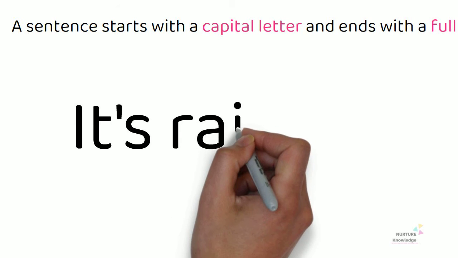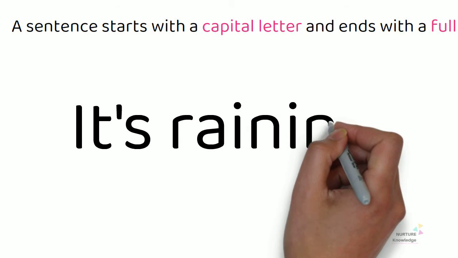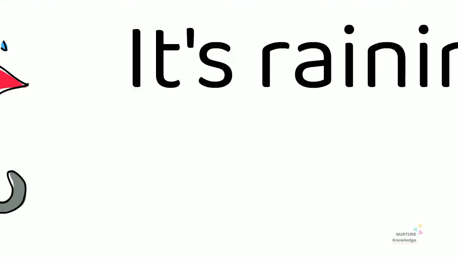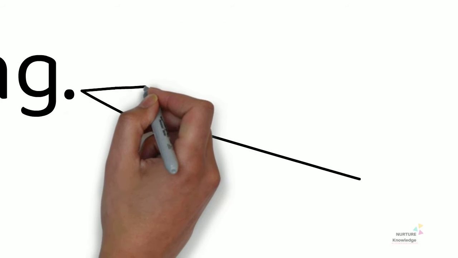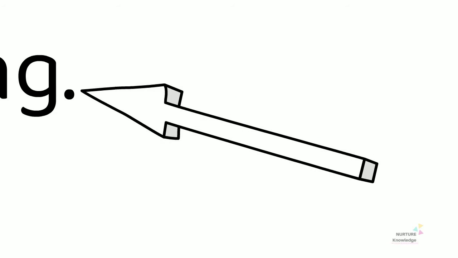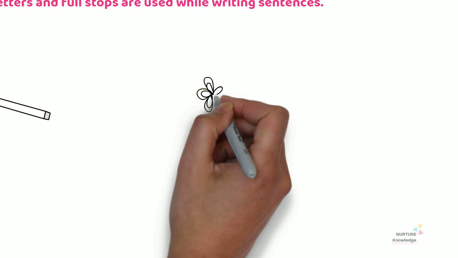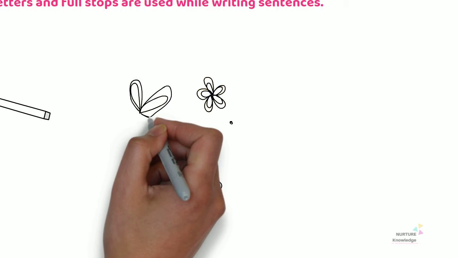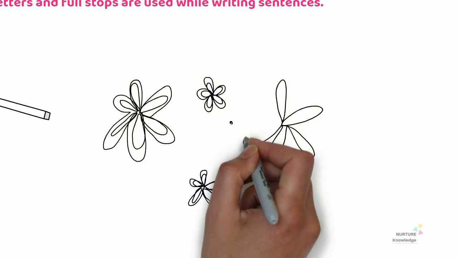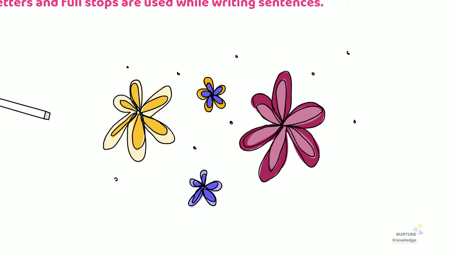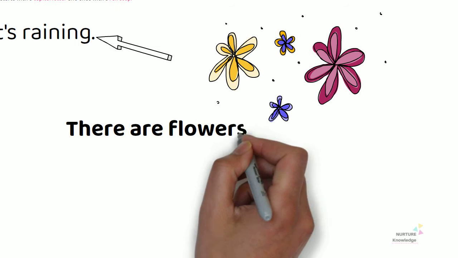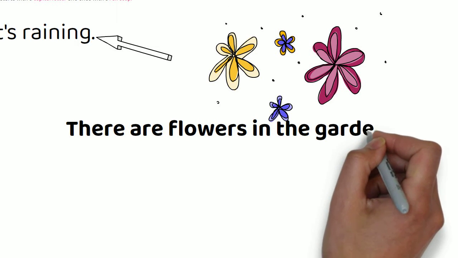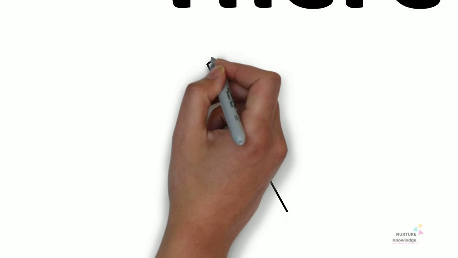It is raining. In this sentence, the first letter I is capital and there is a full stop at the end. Let's take another example. There are flowers in the garden. The first letter T is capitalized. And we have used a full stop at the end. Simple.